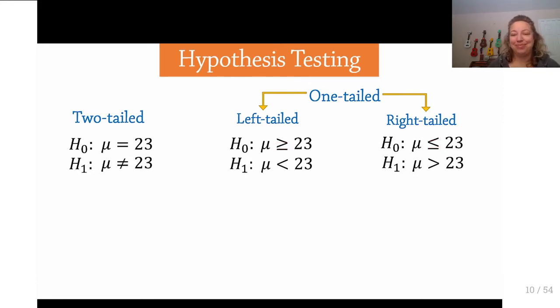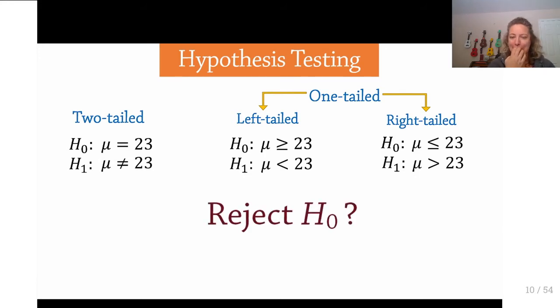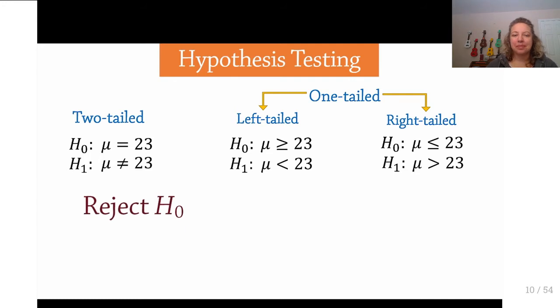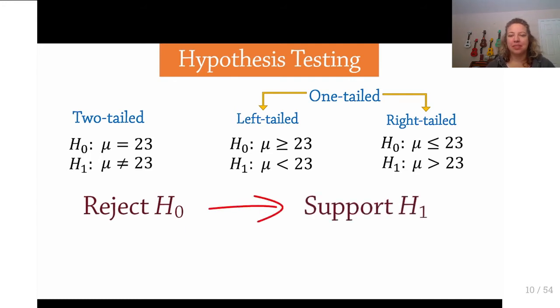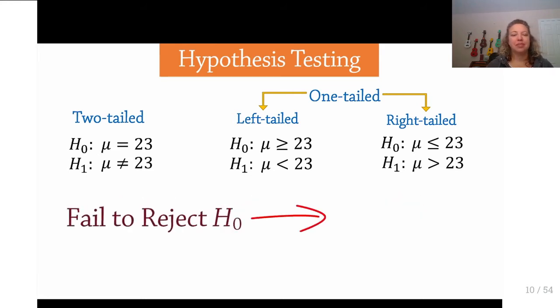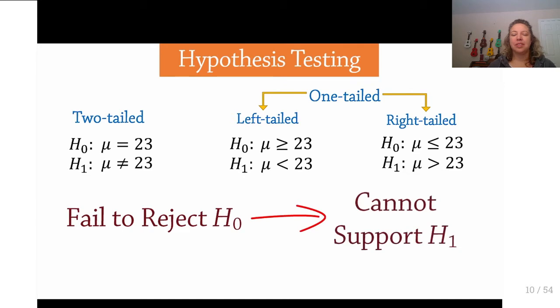Now, when we conduct hypothesis tests, we are primarily trying to decide whether or not to reject the null hypothesis. If we reject the null hypothesis, we will say we have enough evidence to support the alternative, or to say that the alternative is true. If we don't reject the null hypothesis, we will say we don't have enough evidence to support the alternative. We usually don't say that the alternative is not true. We only say that we don't have enough evidence to support it.